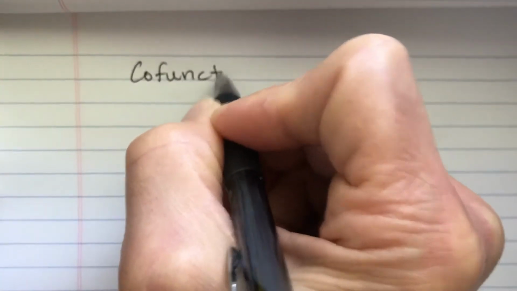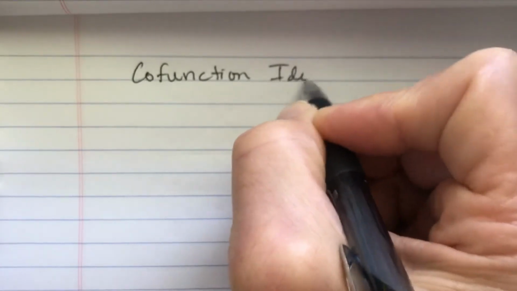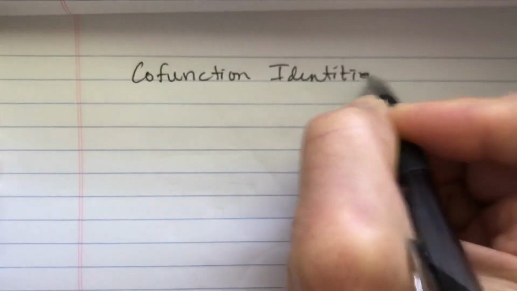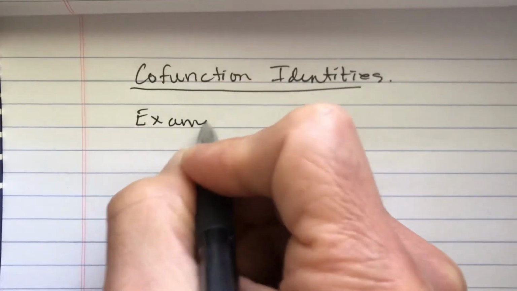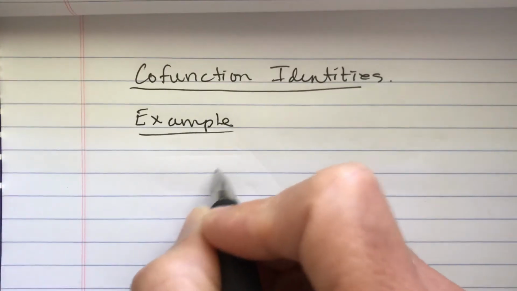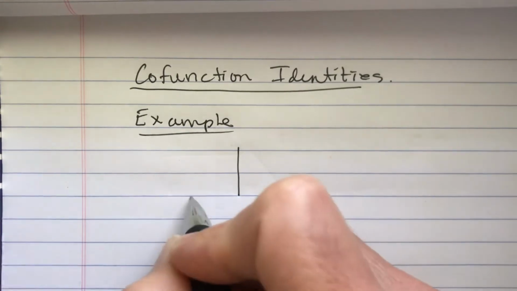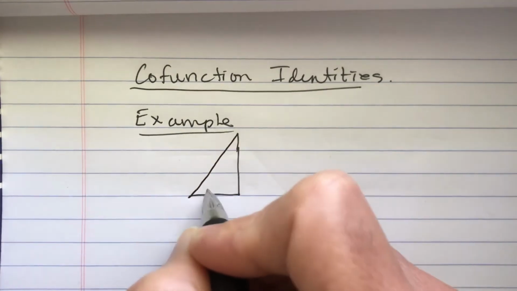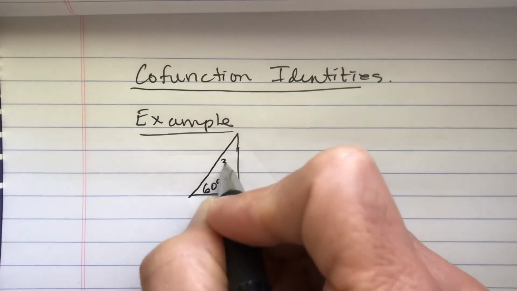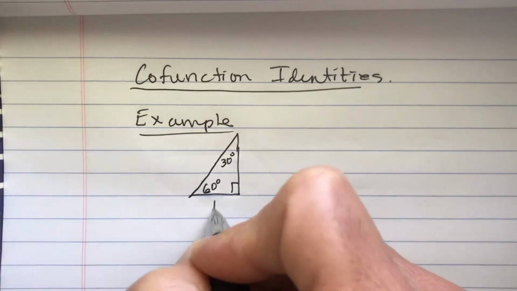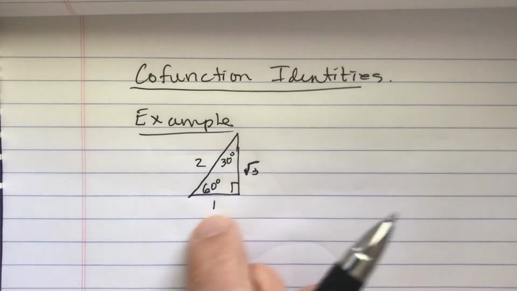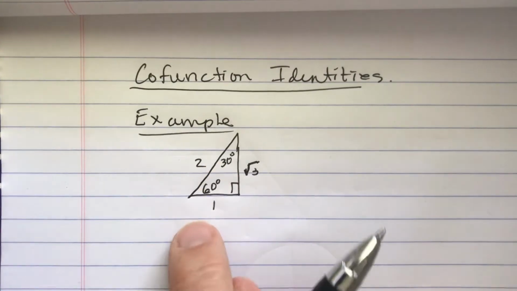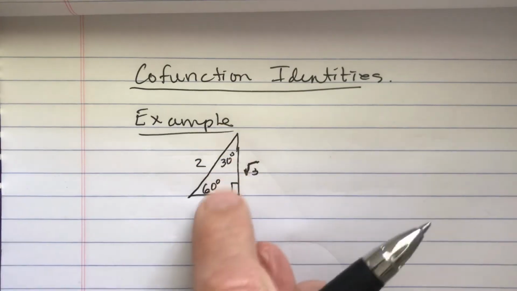Okay, in this video we're going to talk about the cofunction identities. And so in order to do that, I'm just going to jump in with an example where I'm going to write down this triangle here, which is a 30, 60, 90 triangle. And we've talked before about the lengths. This is one way to write the lengths of a 30, 60, 90 triangle.